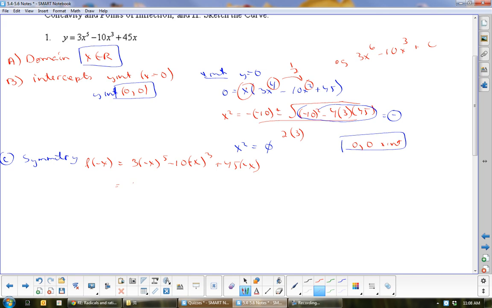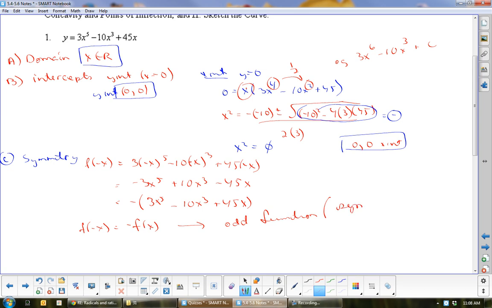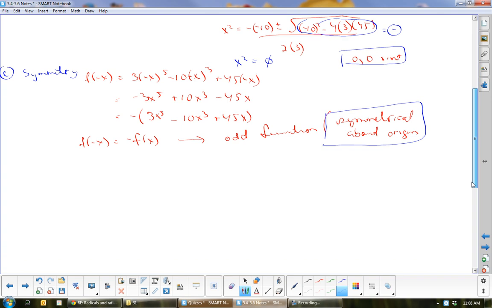So this equals negative 3x to the 5th plus 10x cubed minus 45x. Now if I take a negative outside, that would be 3x to the 5th minus 10x cubed plus 45x. So f of negative x does equal negative f of x. Therefore, it is an odd function, so symmetrical about the origin. And again, maybe let's put a box around that, because I do want to know that when I'm making my graph.